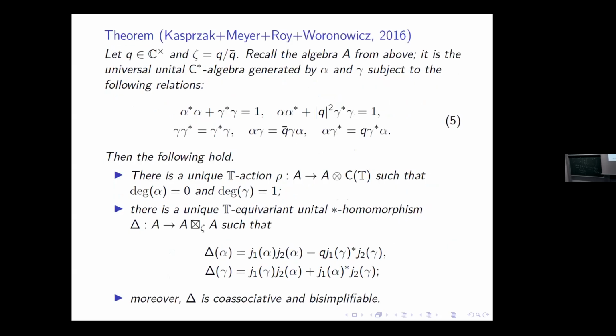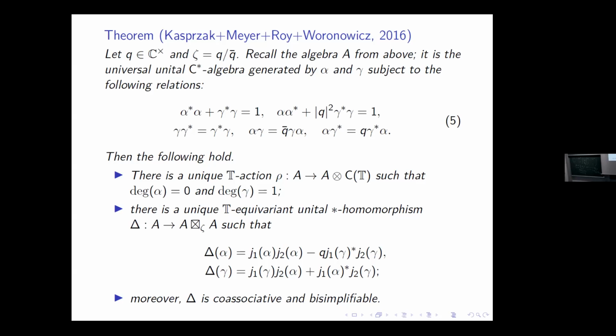So with the definition, now I can state the theorem. Again, recall the algebra from the first slide. Q was a non-zero complex number, zeta is the scalar Q over Q bar. The algebra was generated by alpha and gamma, subject to all those relations. So it was an SU_Q(2) relation instead. So this matrix is unitary.